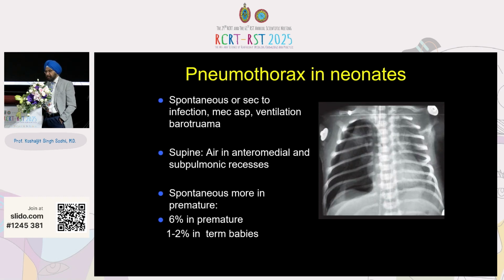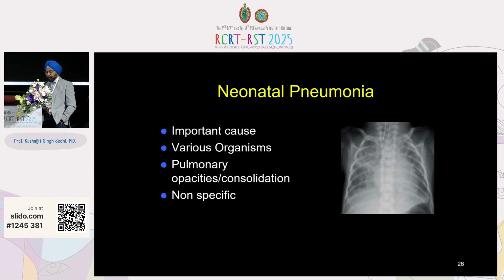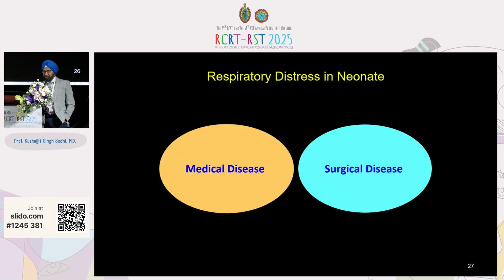Pneumothorax in neonates is also a very important entity. It can be spontaneous or secondary to infections, meconium aspiration, or ventilation barotrauma. And spontaneous pneumothorax is obviously more common in premature babies as compared to term babies. Another important reason why a child could come to the ER with respiratory distress is infections or neonatal pneumonias. There are various organisms. Chest X-rays can pick up pulmonary opacities and consolidations in a different spectrum, and they're by and large very non-specific as far as the radiograph is concerned.